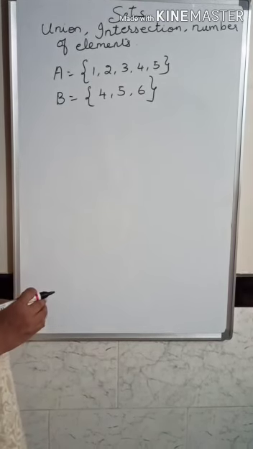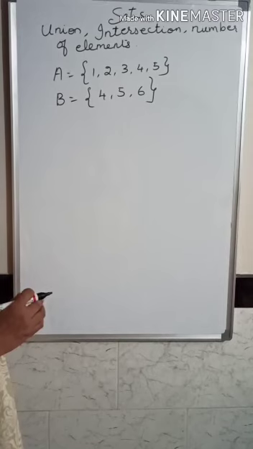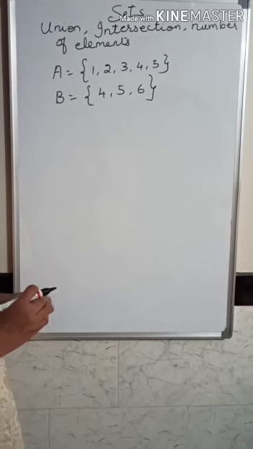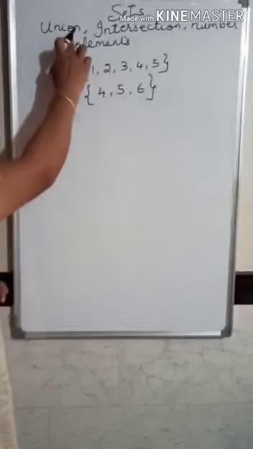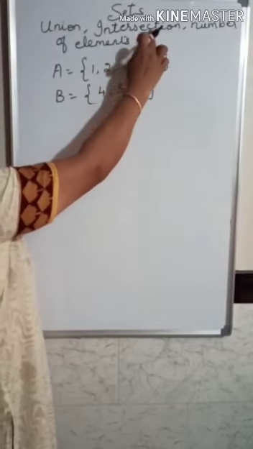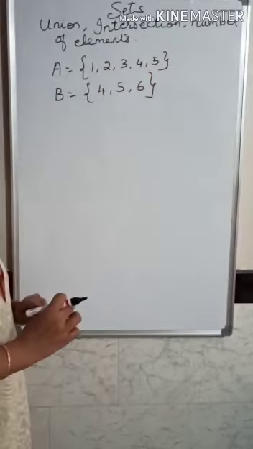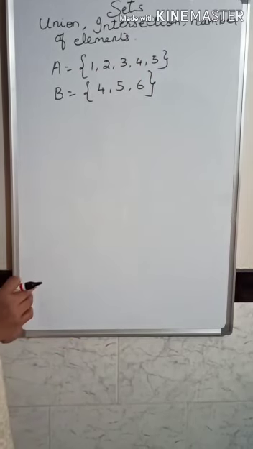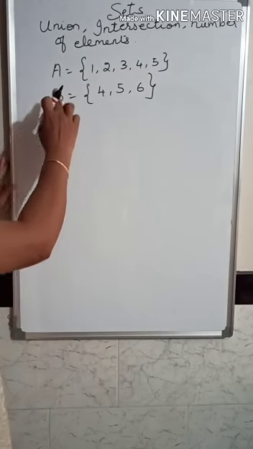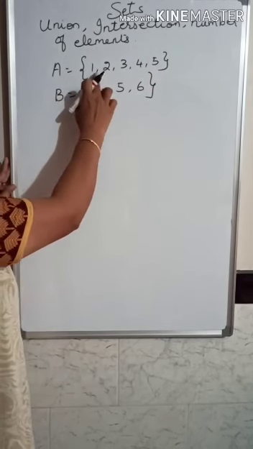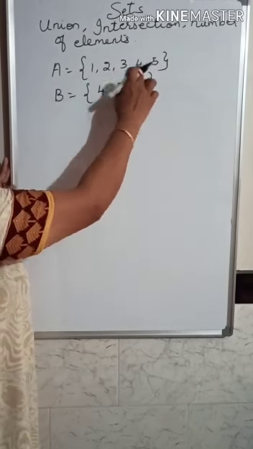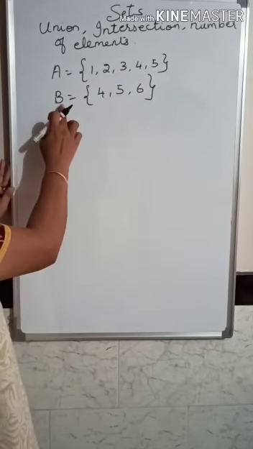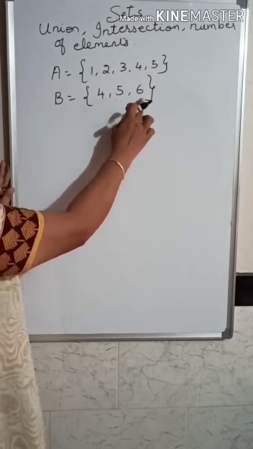We have already learned what sets are, types of sets, and methods of writing sets. Today we are going to learn what we mean by union of sets, intersection of sets and number of elements of a set. To understand that more clearly, let us take an example. Here I have taken set A = {1, 2, 3, 4, 5}. These are the elements of set A. And in set B I have taken the elements 4, 5, 6.